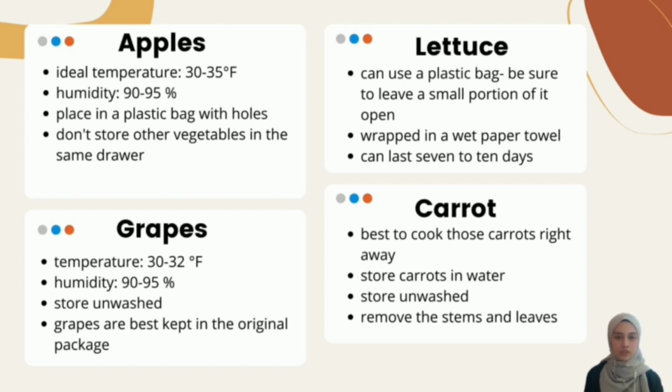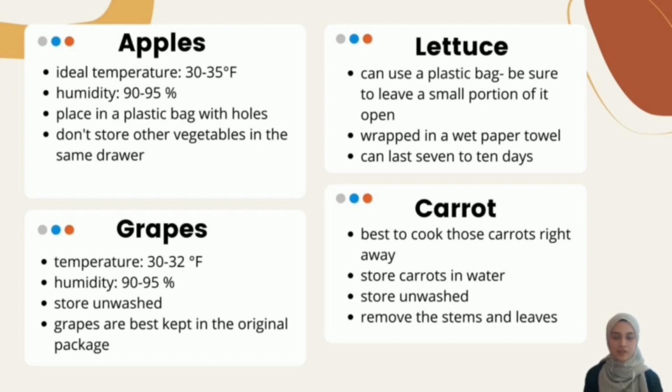The most important tip is do not store other veggies in the same drawer with apple, because apple is one of the fruits that emit ethylene gas, which speeds up the ripening and decaying process of neighboring produce.